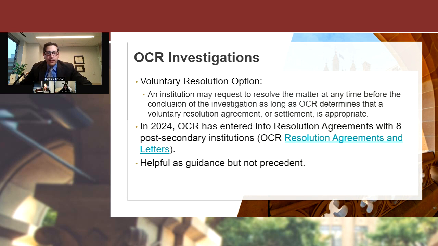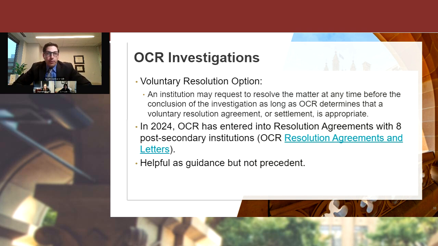So the voluntary resolution option, this is an option many institutions will invoke. Again, there's no findings, but the institution, during the investigation, can request that OCR resolve the matter at any time before the conclusion, right? So as long as OCR determines the resolution agreement or settlement is appropriate, that can happen. It results in a resolution agreement publicly available. And again, we'll go through that in a sec.